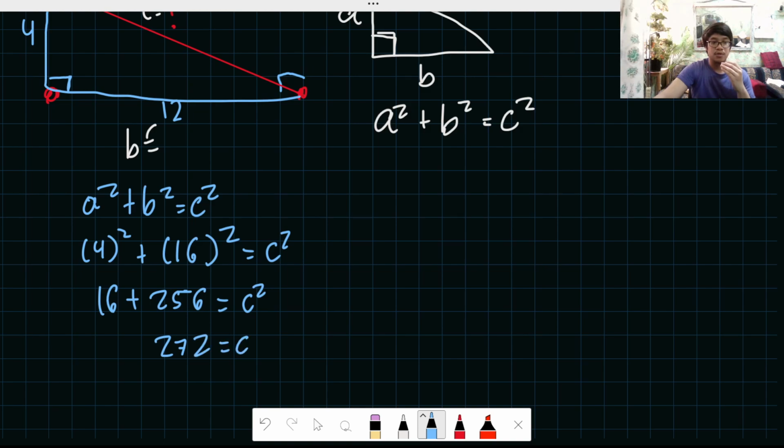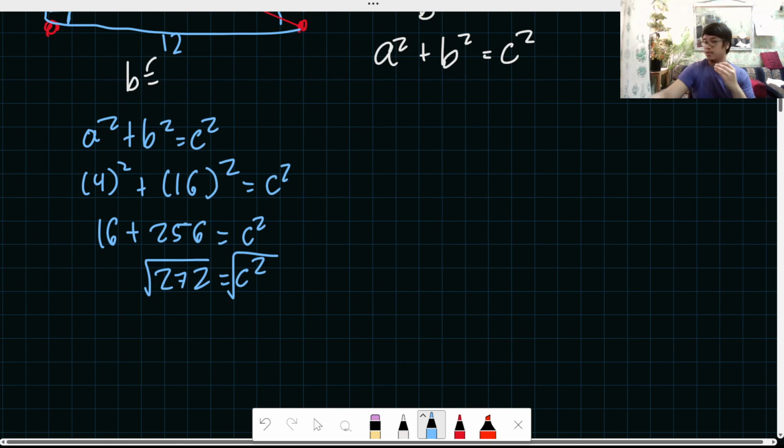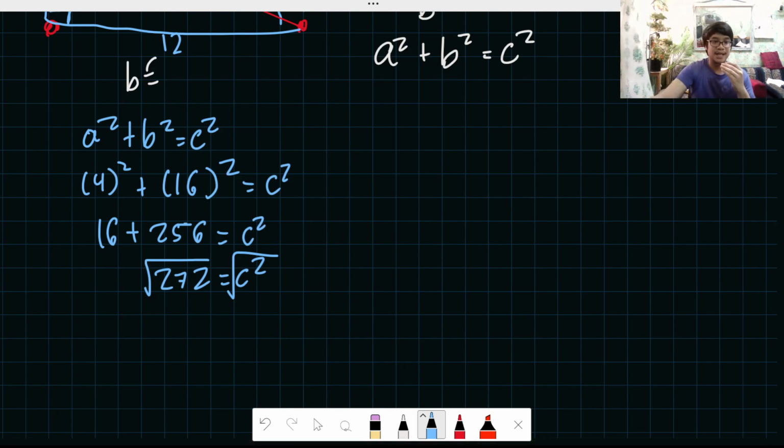Now, for us to find the C, or the diagonal length, we will square root both sides. So if we're going to square root 272, our answer here is exactly 4 square root of 17 is equal to C. This can be your final answer.